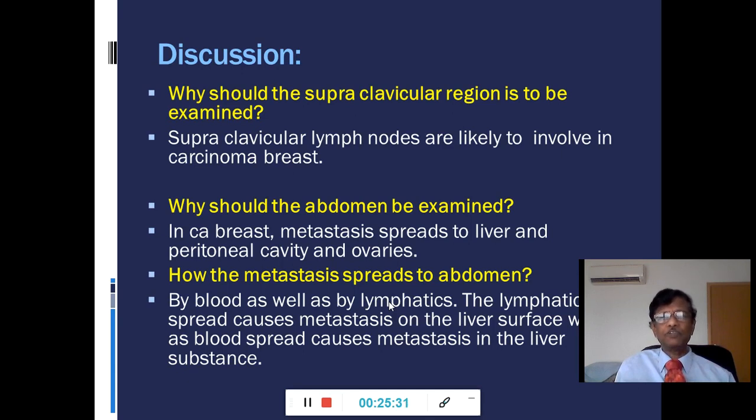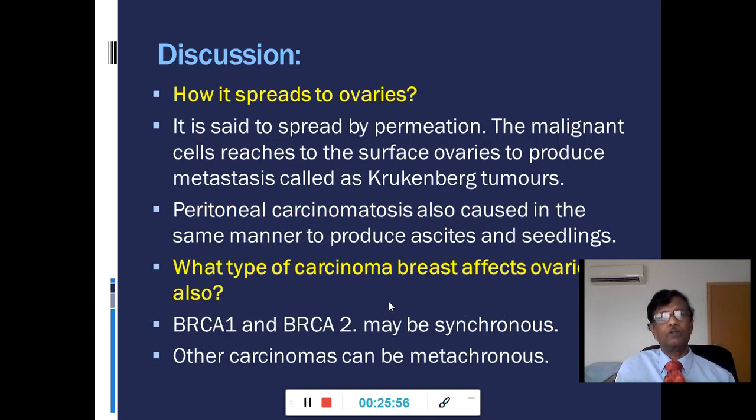How does the metastasis spread to the abdomen? Blood spread and lymphatic spread. Yes, by blood as well as the lymphatics, the spread will cause the metastasis. If it is a lymphatic spread, it causes metastasis on the surface of the liver, so it may be presented as secondaries on the surface of the liver. If it is through blood spread, it causes metastasis in the liver substance.